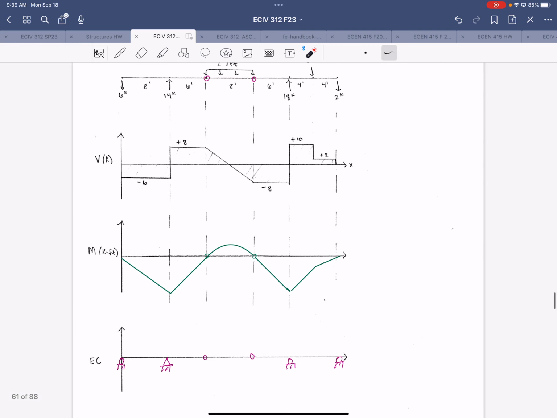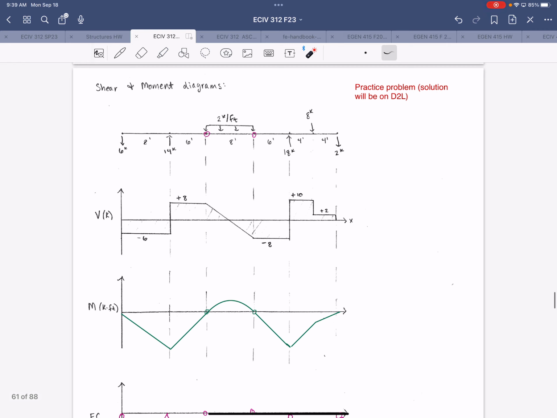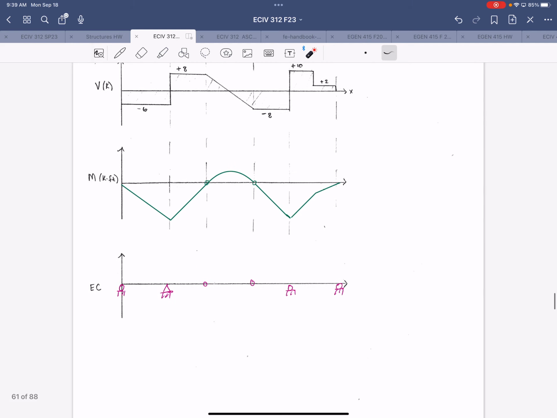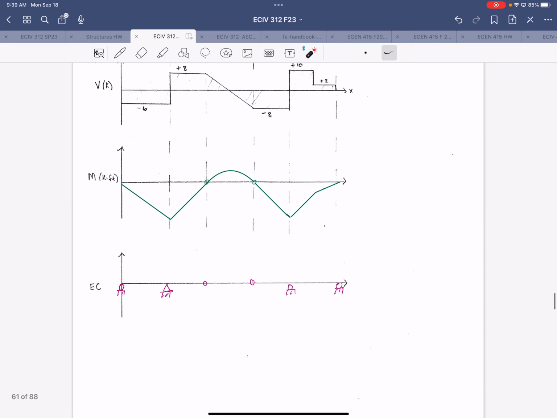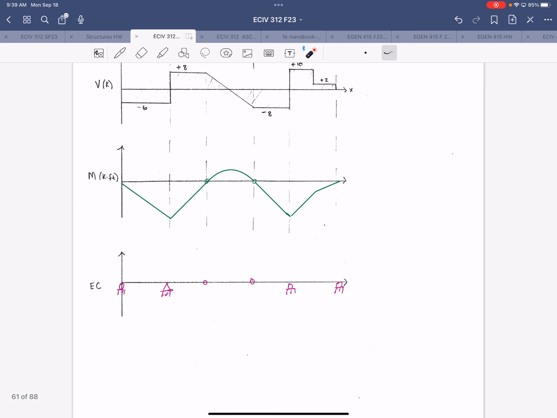And a quick verification, right? Your linear portions, you have -6 times 8 to get you down here, and then +8 times 6 to get you back to 0. So the math checks out there. All right, any questions?